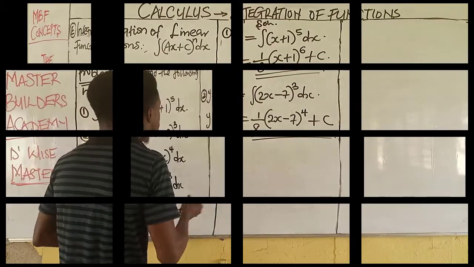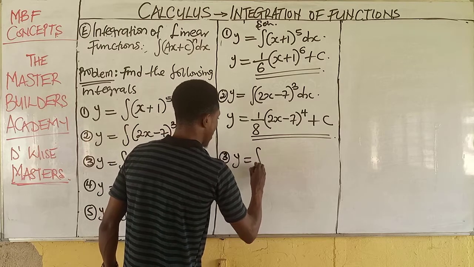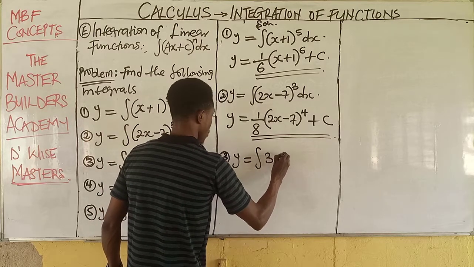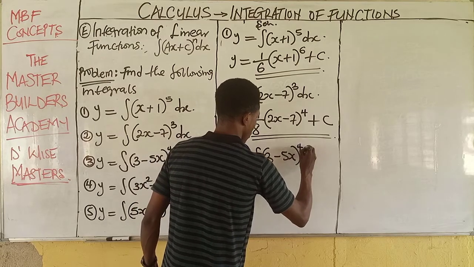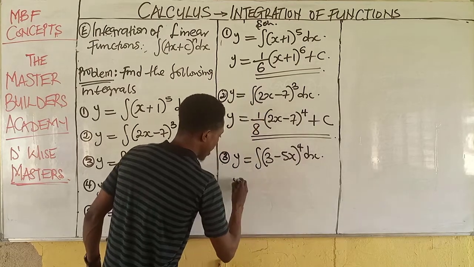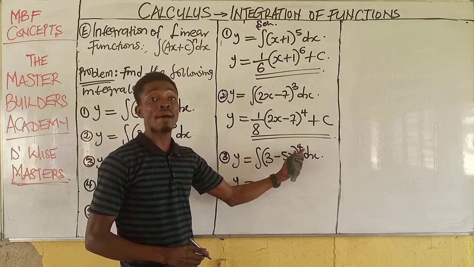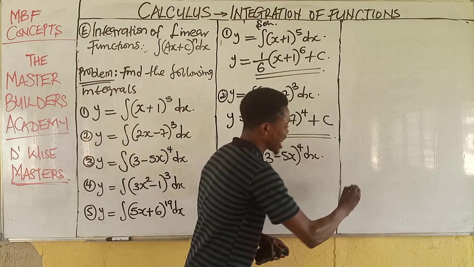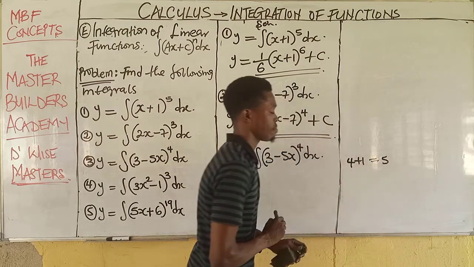Very simple. We have question number 3. Y is equal to the integral of (3 minus 5x) all raised to the power of 4 dx. In one line, here we have your answer. The first thing you do is to identify the power. Now the power here is 4. Increase the power by 1, you have 5.